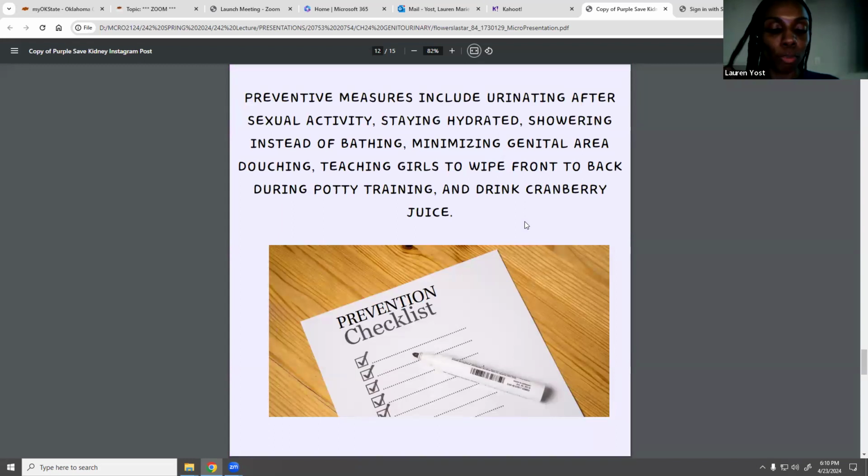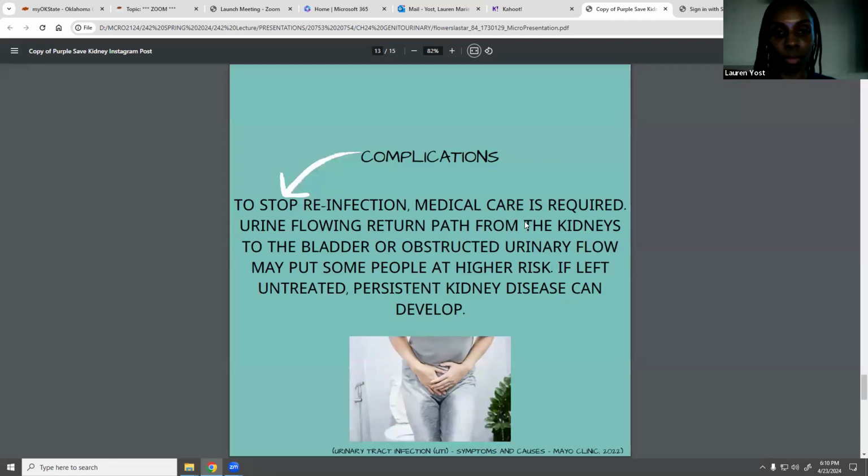For prevention, proper hygiene, staying hydrated, and urinating before and after sexual activity are recommended to prevent UTIs. Taking showers instead of baths, minimizing douching and sprays in the genital area, and teaching little girls when potty training to wipe from front to back, and then drink lots of cranberry juice. If left untreated, UTIs can lead to more serious complications such as kidney infections.